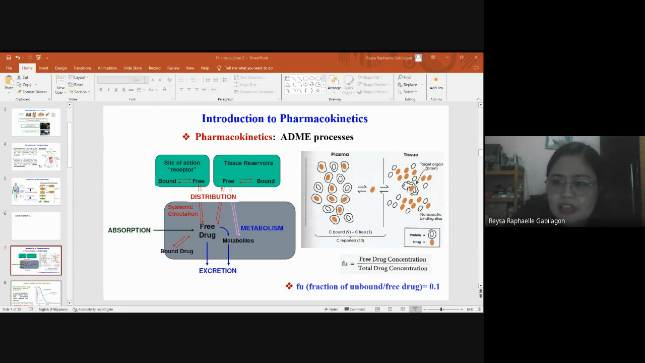So ito, this is just a comparison of the area under the curve of actually that is cocaine through various routes of administration. So this is intravenous. Syempre, you will really reach the Cmax here in the shortest time possible since in-administer directly to the vein yung drug. However, that is not true sa ibang routes of administration.